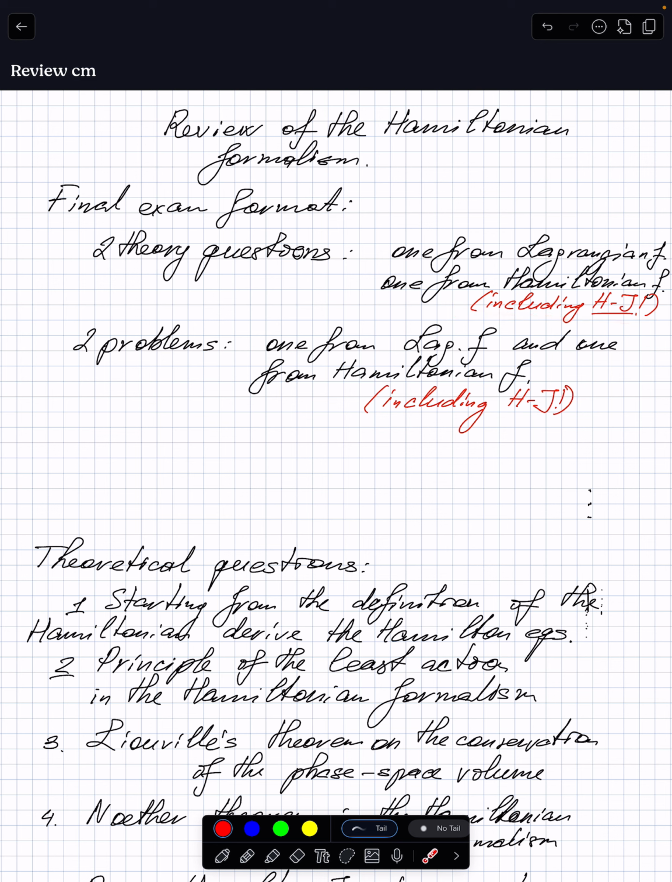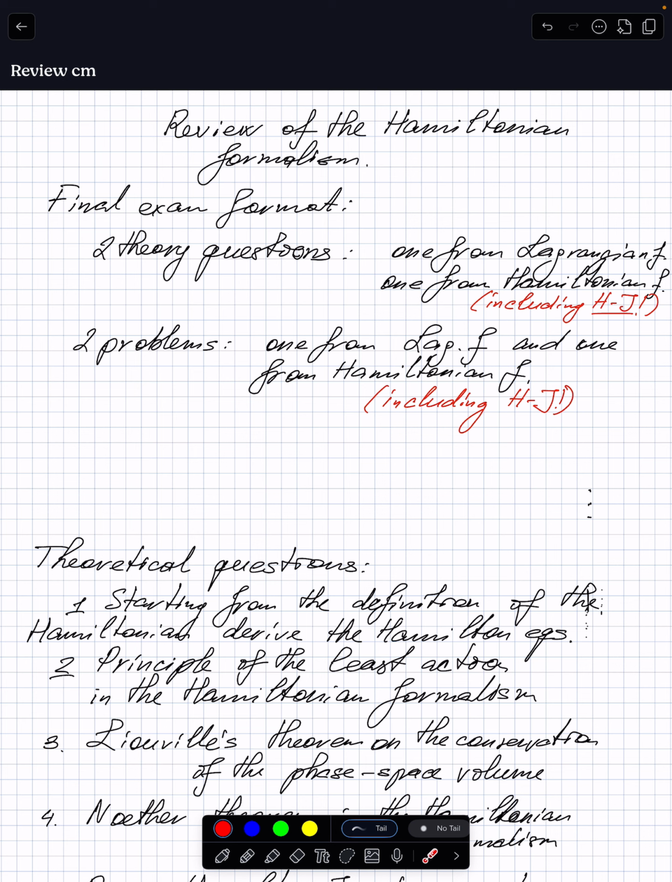And we will have two problems. One is from the Lagrangian formalism, and the other is from the Hamiltonian formalism. And again, when I say Hamiltonian formalism, I do assume that it includes Hamilton-Jacobi equations and corresponding problems.